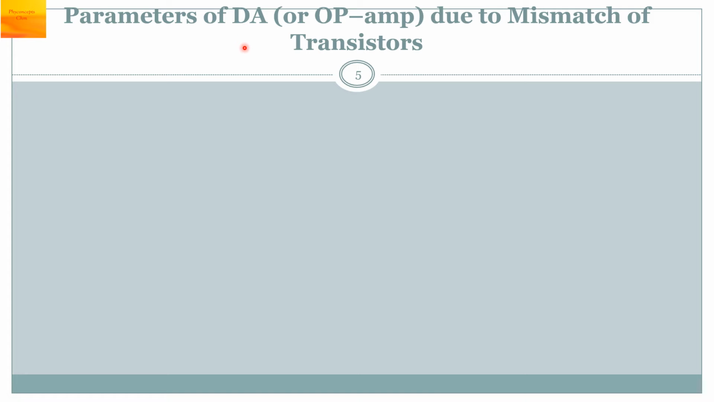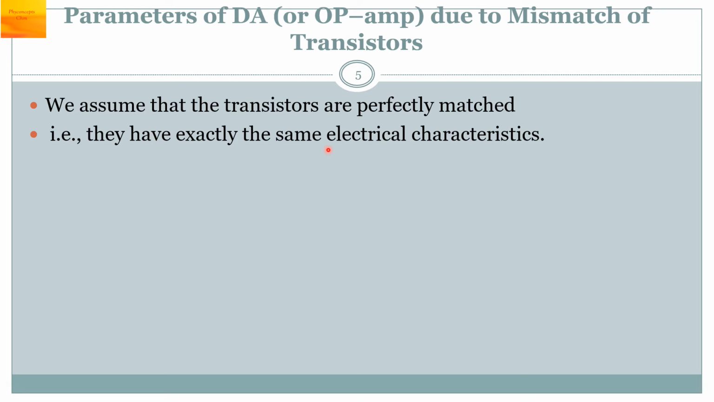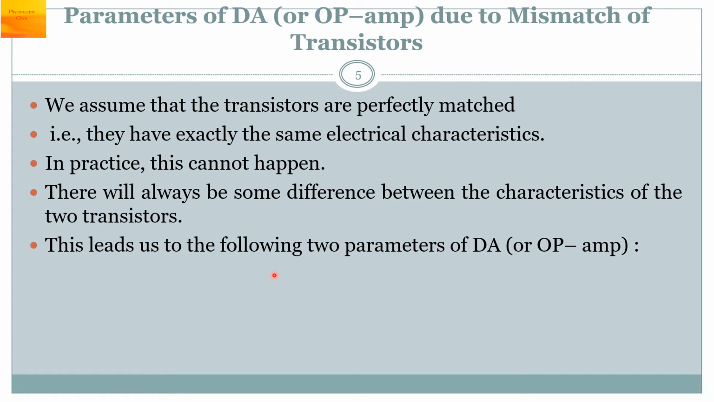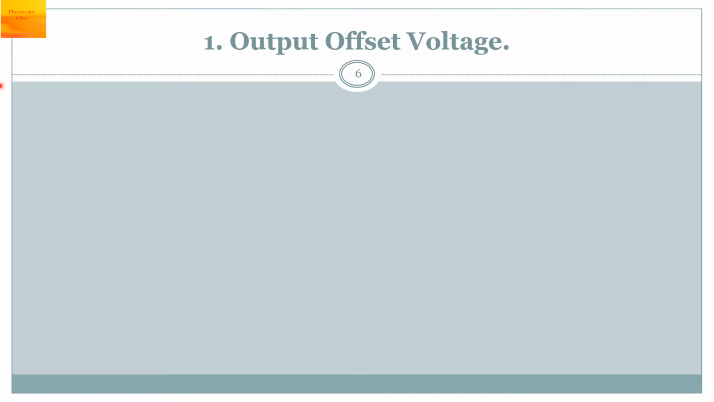Parameters of the differential amplifier due to the mismatch of the transistors. We assume that the transistors are identical, perfectly matched. That is, they have exactly the same electrical characteristics. In practice, this cannot happen. There will be some difference between the characteristics of the two transistors. This leads us to the following two parameters of the differential amplifier. One is the output offset voltage and second is the input offset current. First, output offset voltage.